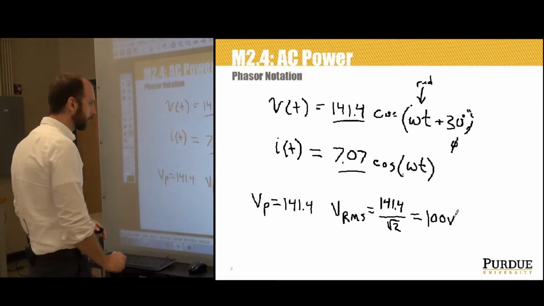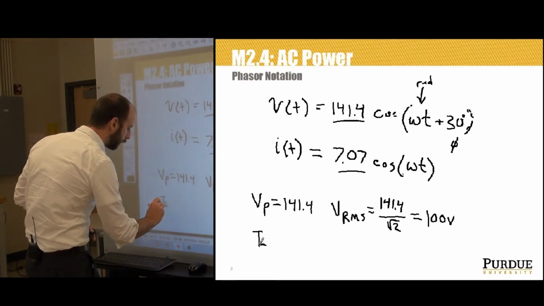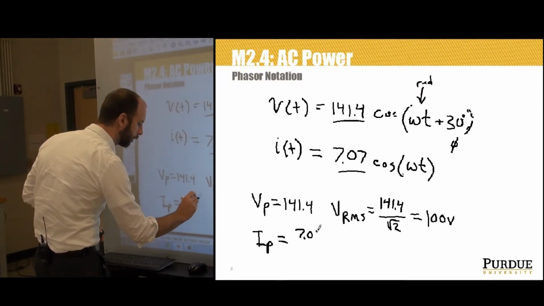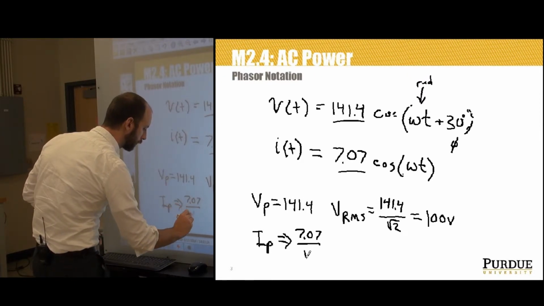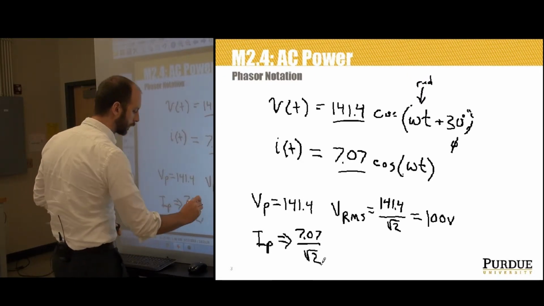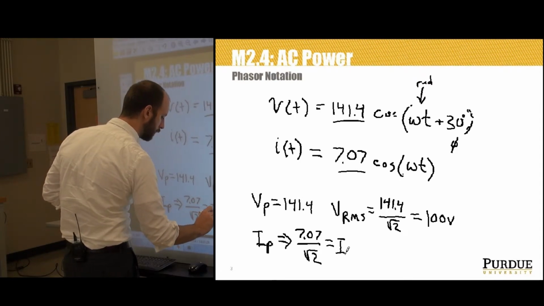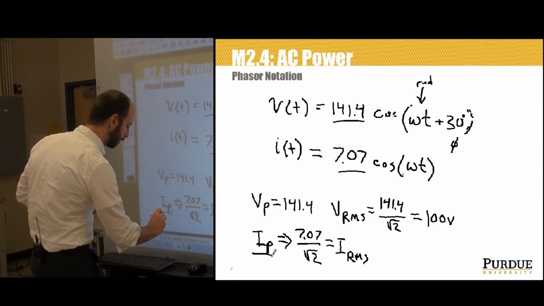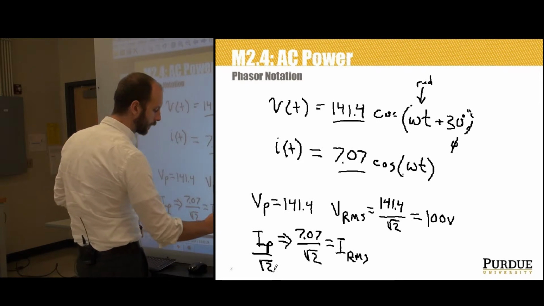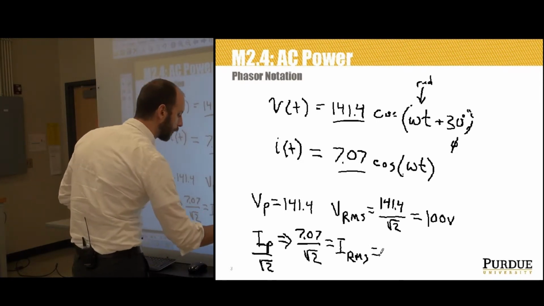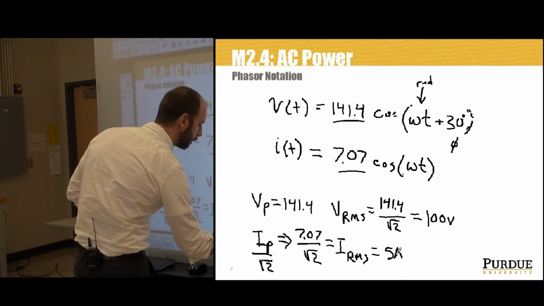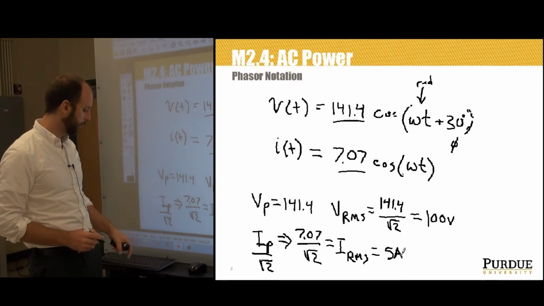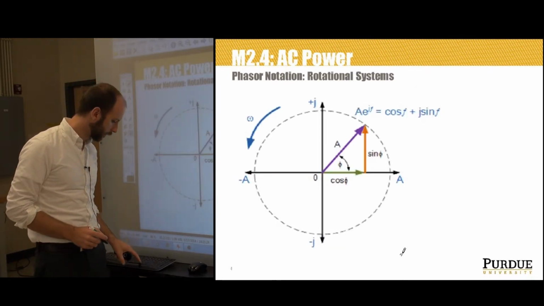And we could do a similar calculation for I_RMS. We would just do 7.07 again over the square root of 2, and that's going to give us I_RMS. That's going to be equal to, if we perform that calculation, 5 amps, right? So just again a demonstration of how we're going to represent time varying voltages as RMS and such things.